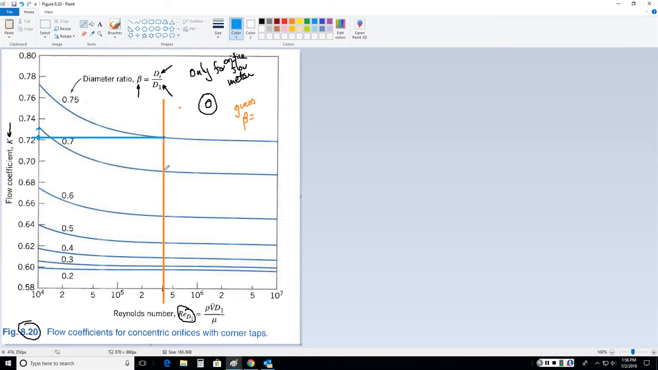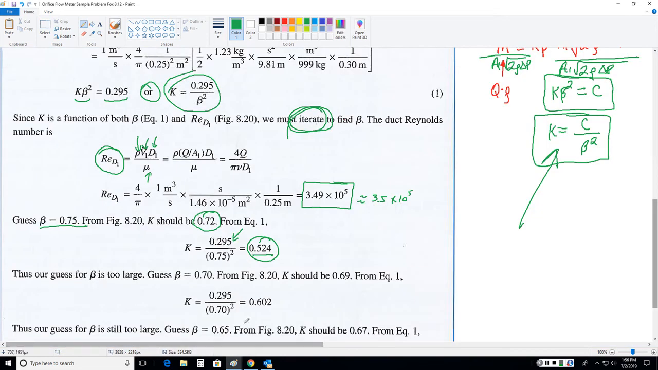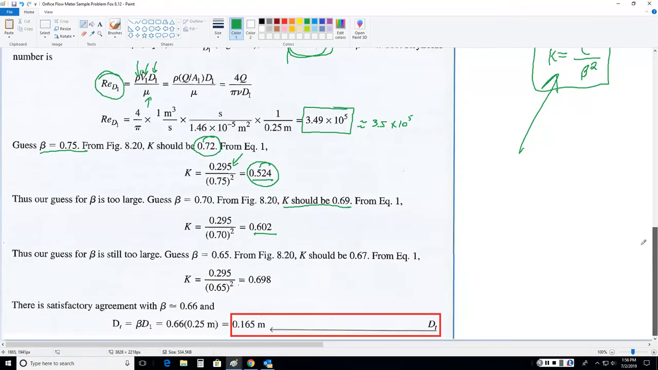So then they take another guess, and then they guess this point right here, that beta is 0.7, and then 0.6, and so on and so forth. So they take what are called iterations, and out of those iterations, they're getting closer and closer. K should be 0.69, they get 0.62. And then when they do the next iteration, K should be 0.67, we get 0.69. And basically they trim it down until finally they get that beta should be approximately 0.66. And basically this equation now starts to make sense.